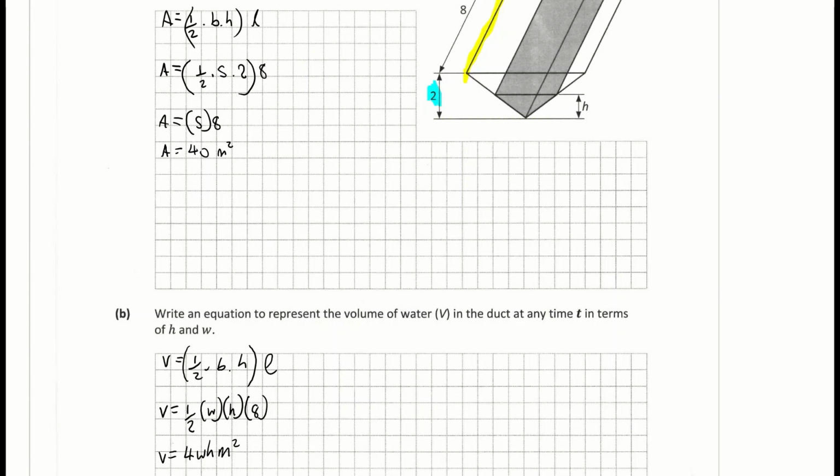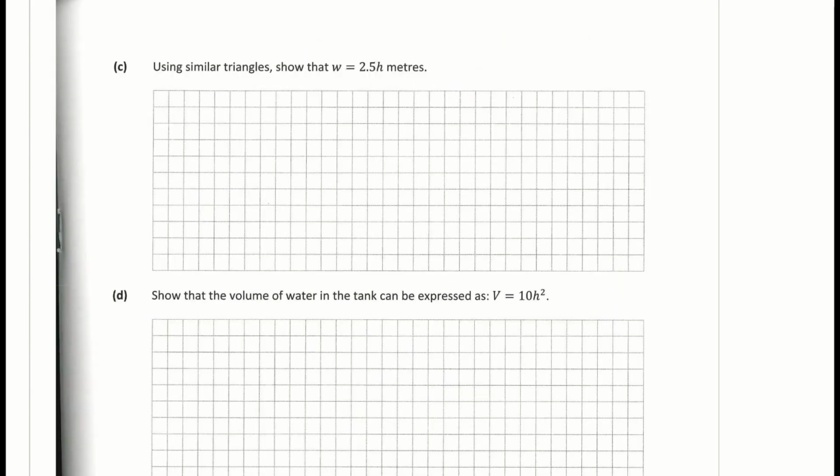So in other words, when the width of the water changes, so does the height, and vice versa. So scrolling down now to part C. Use similar triangles to show that W can be written as 2.5H. Similar triangles must have the same size angles, but they don't have to have the same length. That's our congruent. So similar triangles, let's just sketch them out here and see what we have.